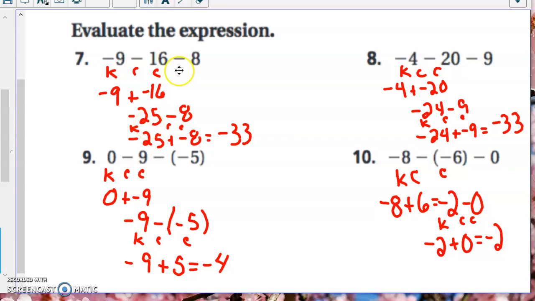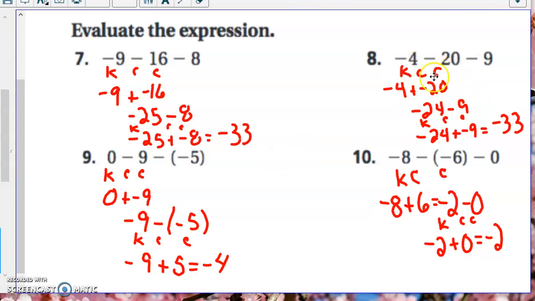That gives me negative 25. Then I subtract 8. Well, again, keep, change, change. I had to squeeze that in there. So negative 25 plus negative 8. Those have same sign, so I add and keep the same sign, negative 33.